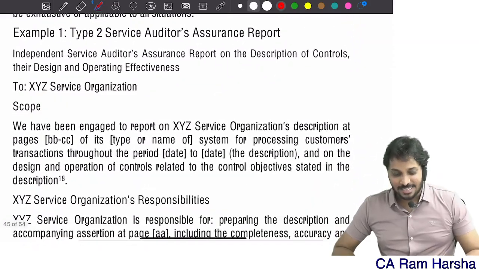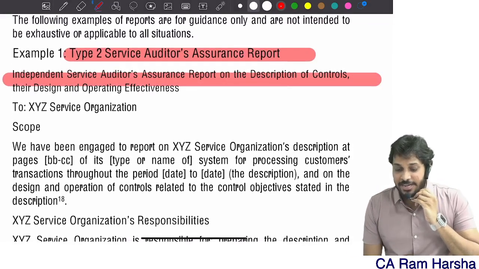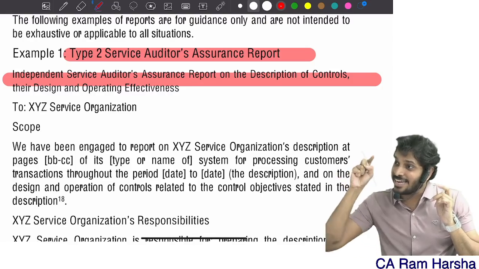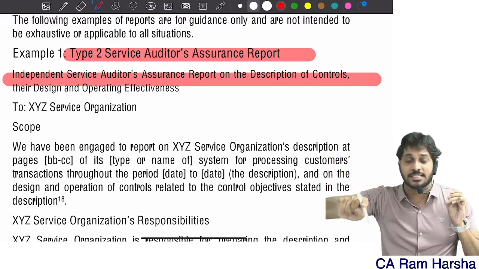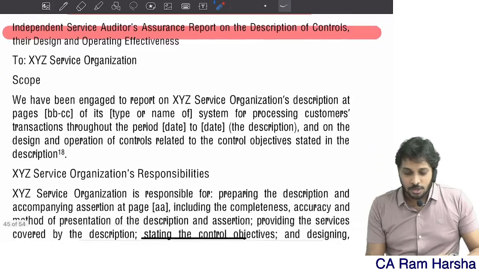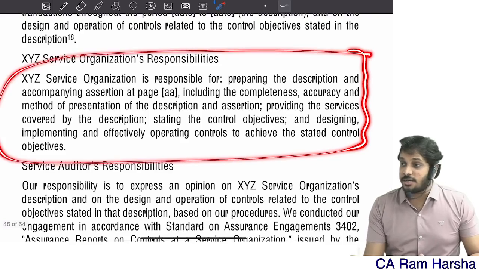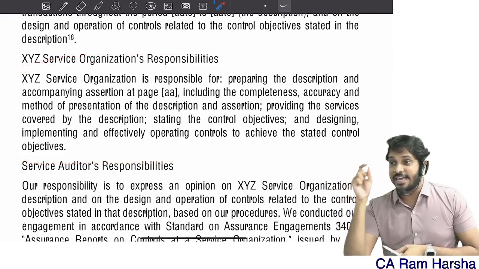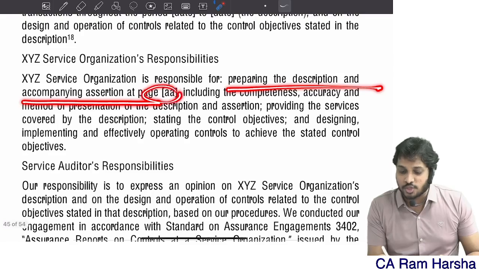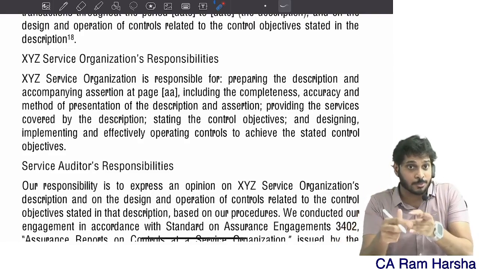Yeah. Then, so service organization report, the heading you see: independent service auditor's assurance report on description of controls, their design and operating effectiveness. Whereas in type 1, operating effectiveness will not be there. Are you getting it? Scope, the service auditor explaining what is their scope of work. Service auditor explaining management responsibilities. XYZ organization is responsible for preparing the description. Yes or not? So and so page means to this audit report some pages are there. There it is attached. What they attached? Description of system.